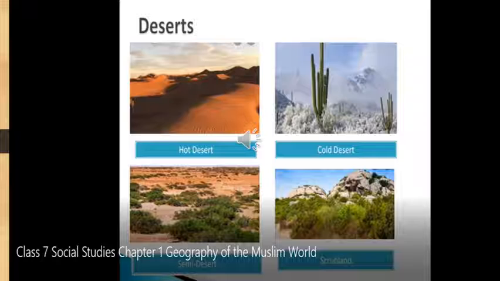Here is a list of the different types, and you can see the different weather and the different atmosphere in the pictures, for your understanding about the deserts. Okay students, let's move to the next slide.